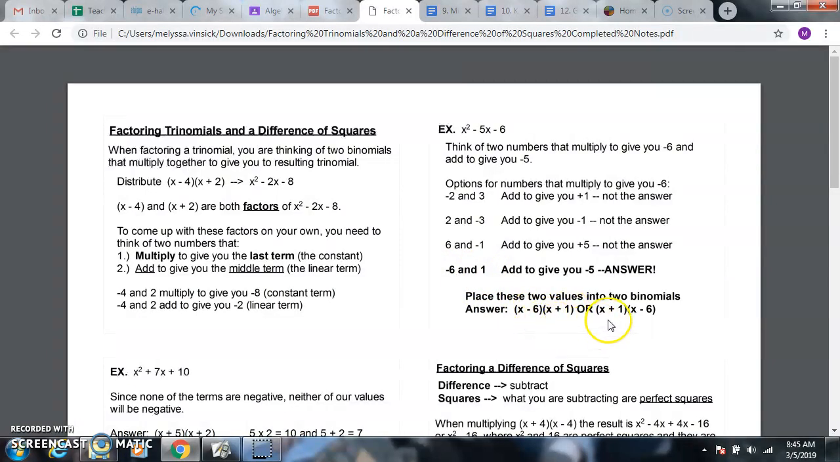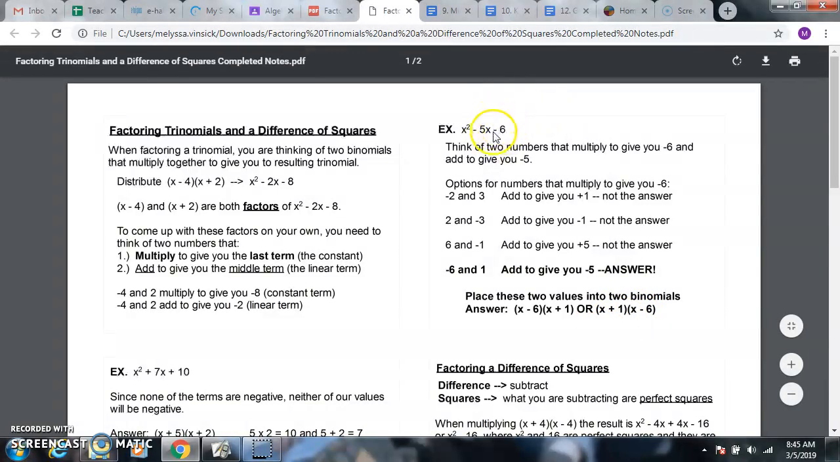Okay? Or you can flip-flop the order. It does not matter which one comes first. So I can do x plus 1 and x minus 6. Same thing. Okay, so two numbers that multiply to give me negative 6 and added to give me negative 5.